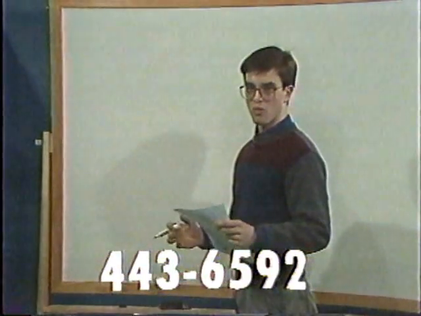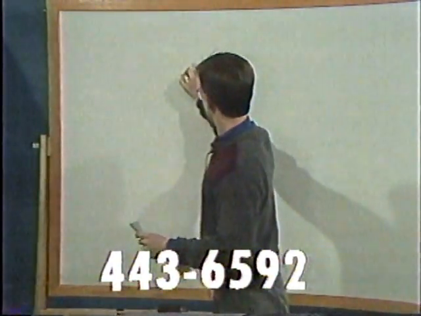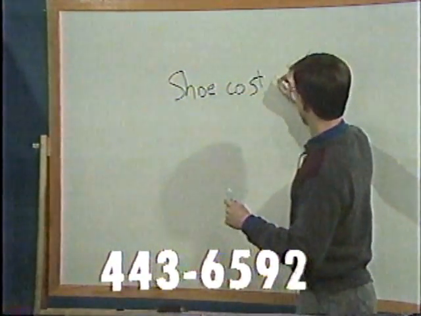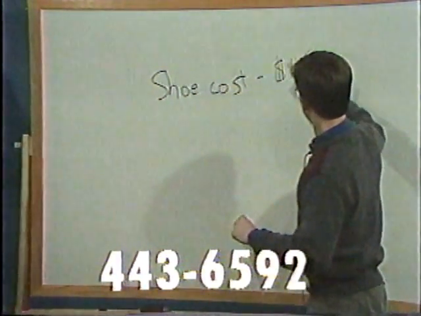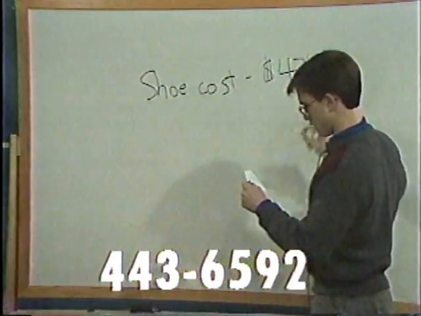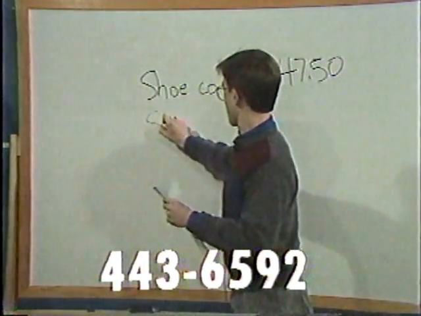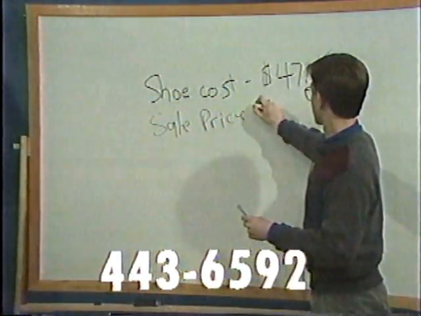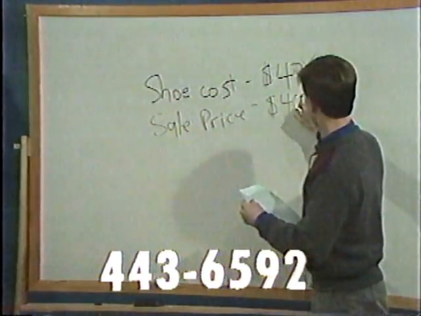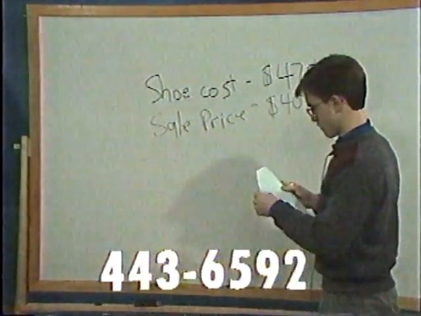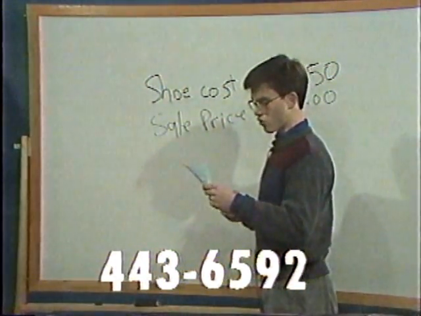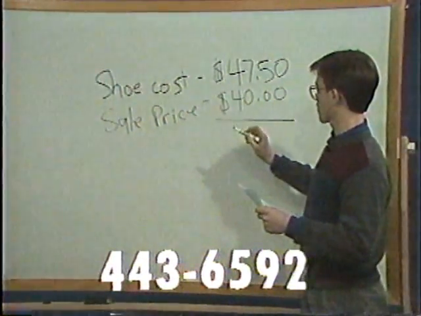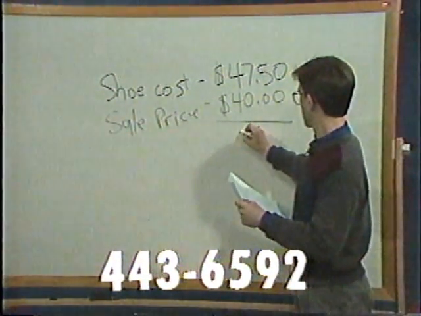Okay, for my example, we'll use the price of a shoe. And we'll say that the cost is $47.50. We'll say that the sale price is $40. What to do to find the rate of decrease of the percent is to subtract $47.50, the shoe cost, from the sale price, $40. You get $7.50.